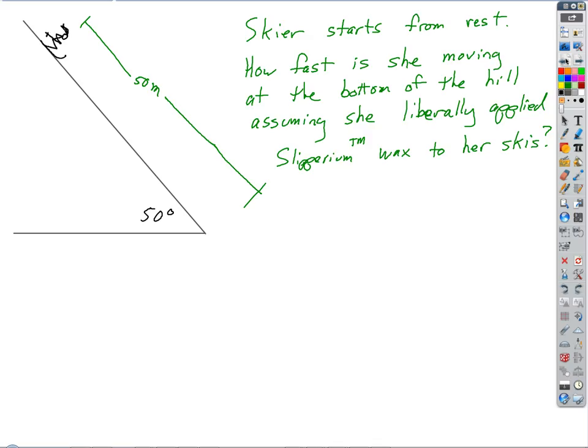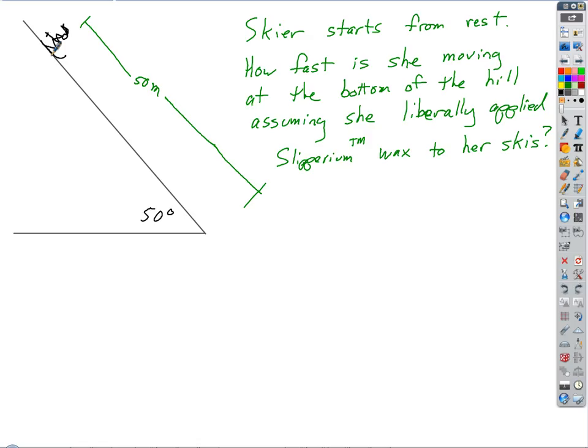So if you think about this, when they started up here at rest, did they have any energy? Yeah, they did. What was it? Potential. So they had all this energy stored as gravitational potential energy, this girl did. When she skied down the hill and gets to the bottom, her potential energy is gone, but what has it turned into? Kinetic. So this is super easy.